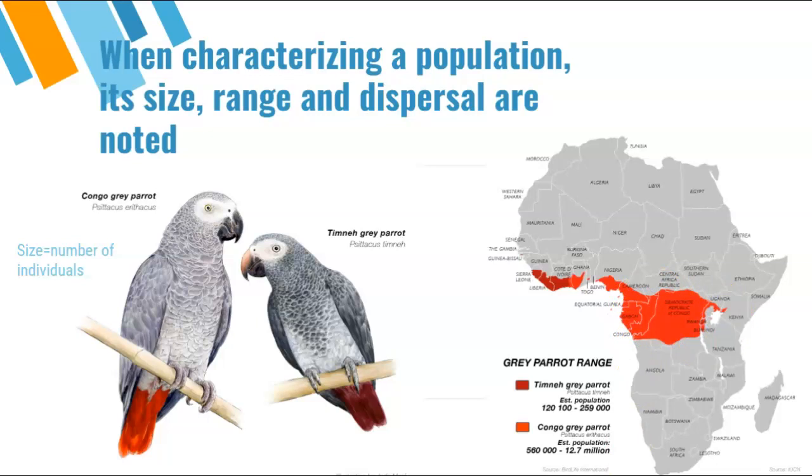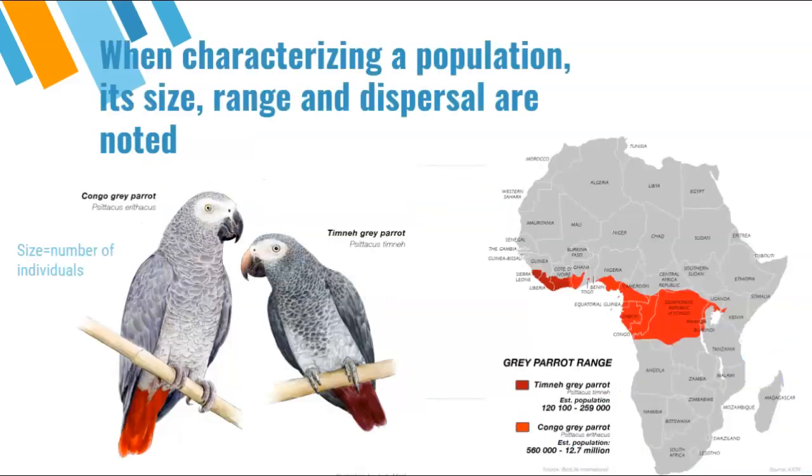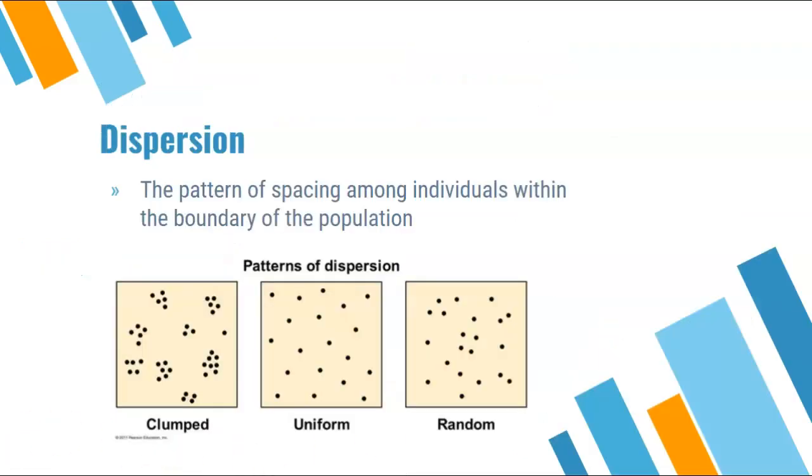As far as dispersal, this is how they are spaced within this range. Within this part, are they all in one section? Are they evenly spaced out, or what does it look like? There are 3 different dispersal patterns that we see: one is clumped, one is uniform, and one is random. We're going to talk about all 3 of those.